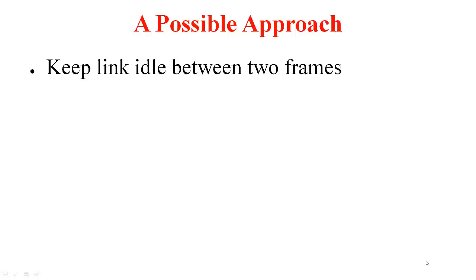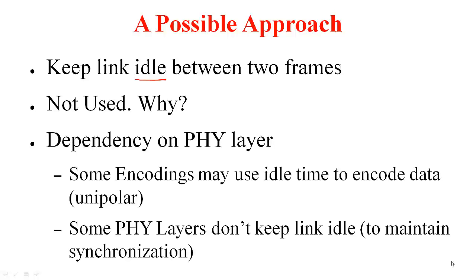So the space gap in writing translates to a time gap here, that is basically keep the link idle between two frames. Unfortunately, this cannot be used. Any ideas as to why? Yeah, this is a tough question. Unfortunately, this produces a dependence on the physical layer. Remember the OSI principle? You basically don't want such dependence. You want to keep the design modular.